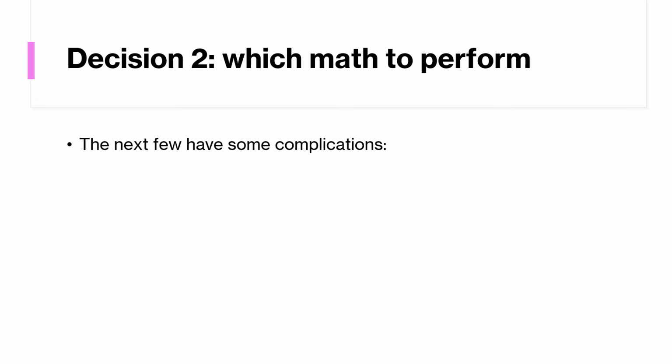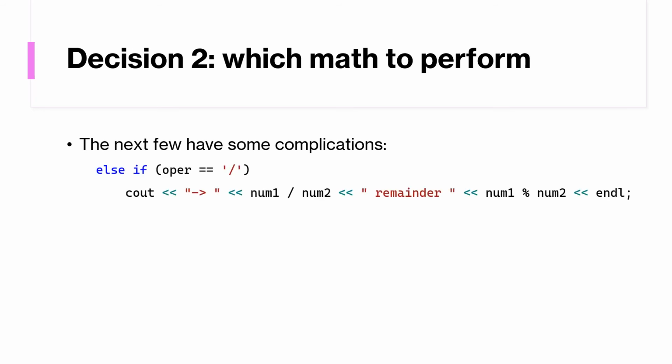The next few are a little more complicated. Okay. For the divided by, we're doing integer division, so we're going to get a whole number quotient and then a remainder. So I actually have the output statement expanded so that it prints both the whole number quotient and the remainder.